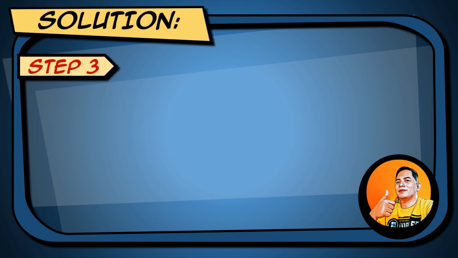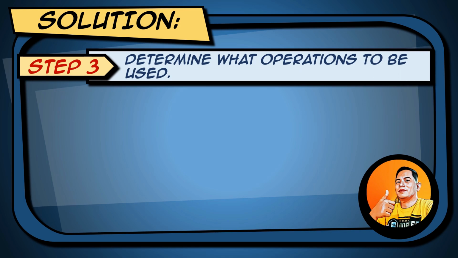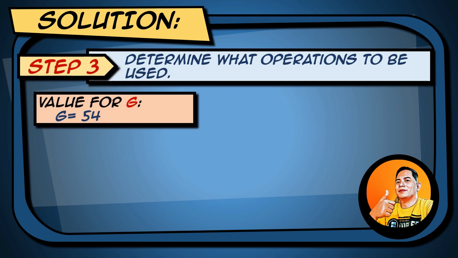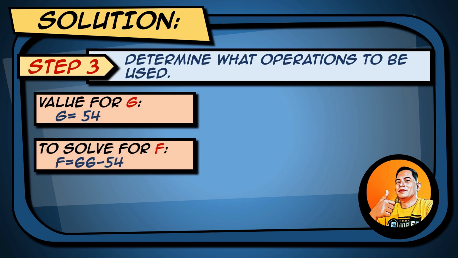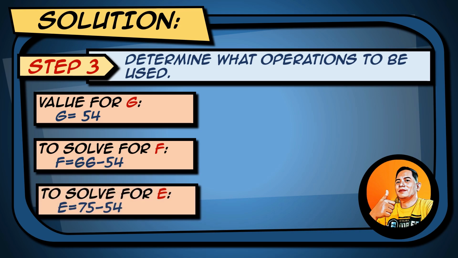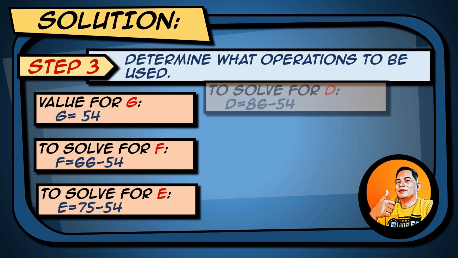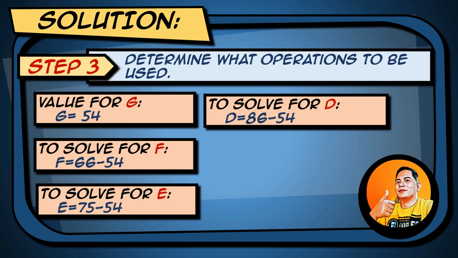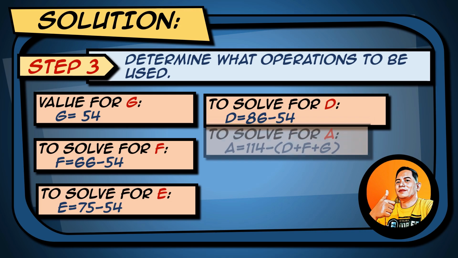And now let's proceed to step number 3, determine what operations to be used. It's either addition or subtraction or both. We have here the value for G equals 54. To solve for F, we have F equals 66 minus 54. Then to solve for E, we have E equals 75 minus 54. And to solve for D, D is equal to 86 minus 54.